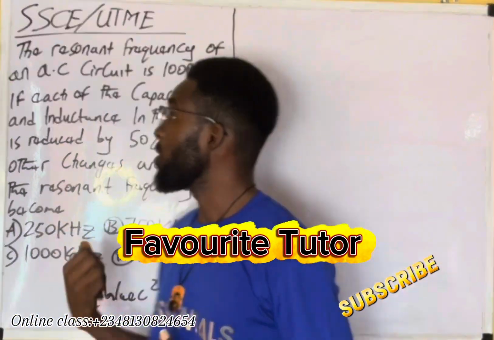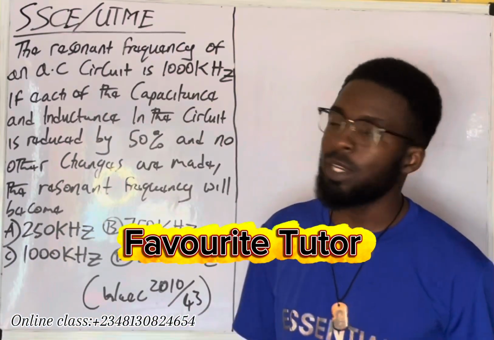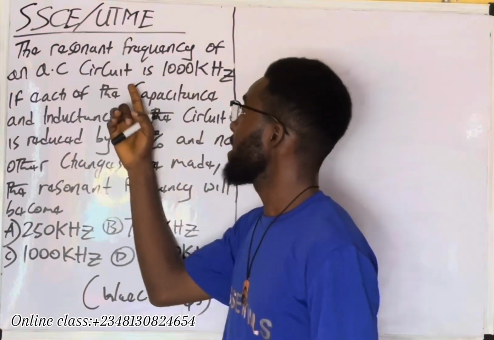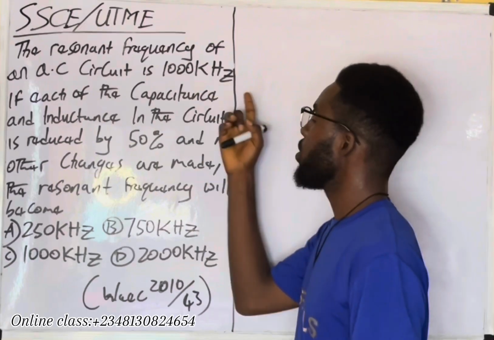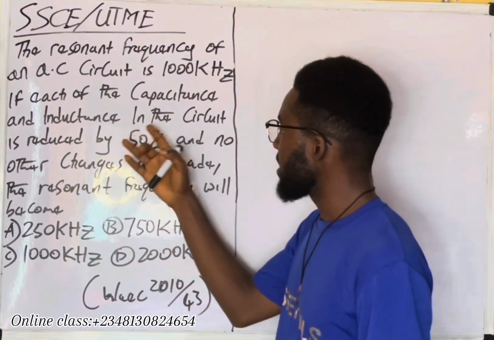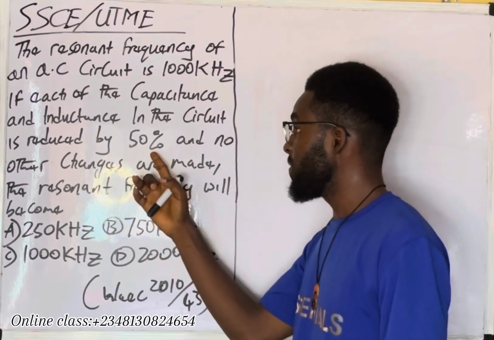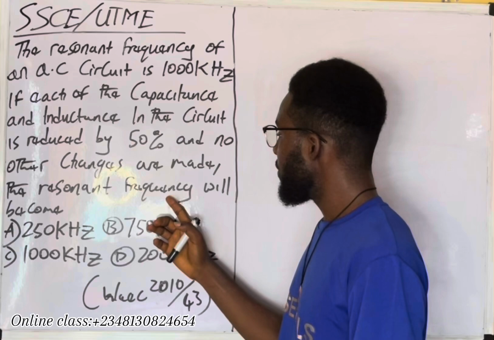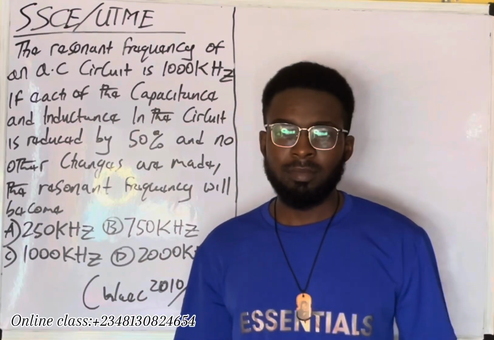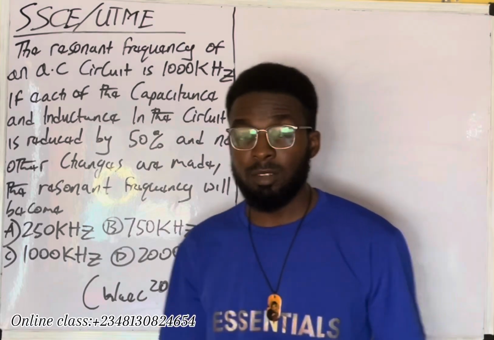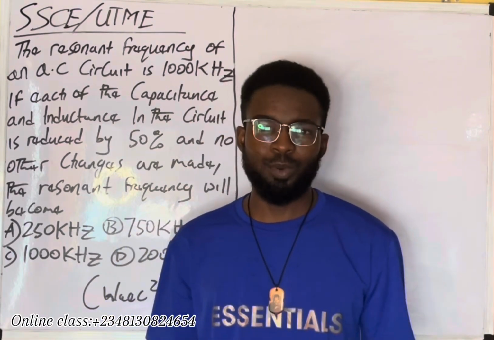Okay, we are taking questions. Feel free to drop your questions. The resonant frequency of an AC circuit is 1000 kilohertz. If each of the capacitance and inductance in the circuit is reduced by 50% and no other changes are made, the resultant frequency will become. This is a very simple question. It's an objective question, a past SSE question, and it's very, very simple.